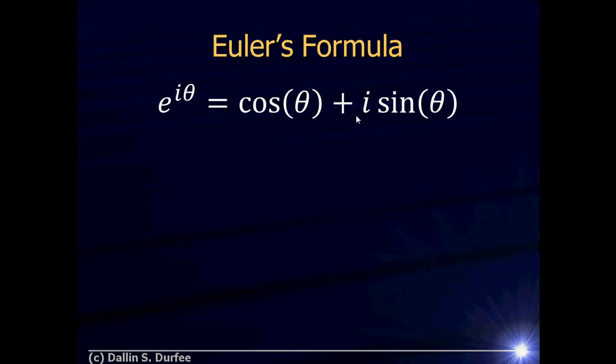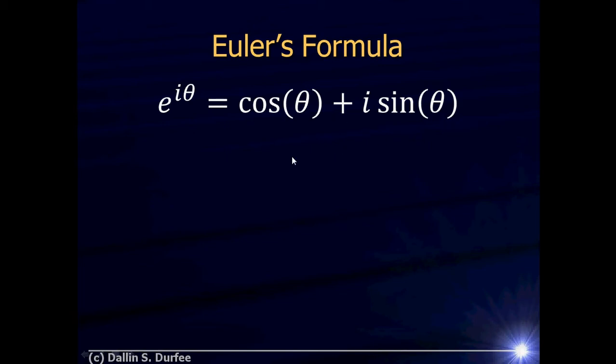So a complex exponential is just e to the i something, right? So I take e to the i theta, and I plug some real value of theta in. It turns out what I get back is a complex number. And it turns out what you get is cosine of theta plus i sine of theta. This is known as Euler's formula.